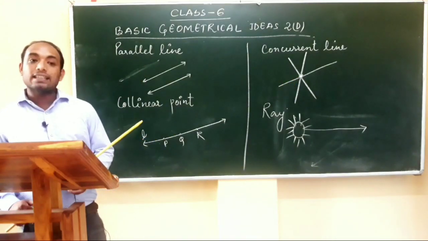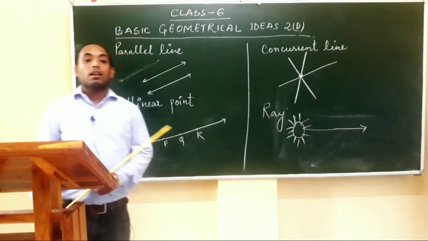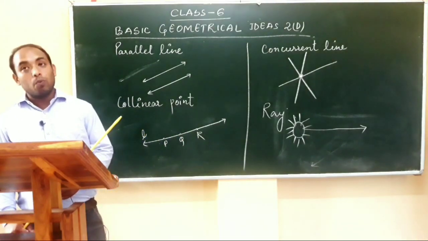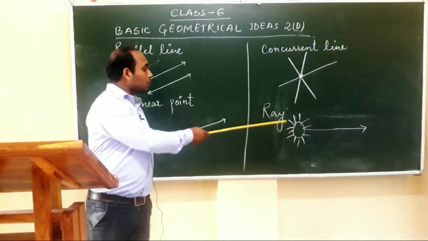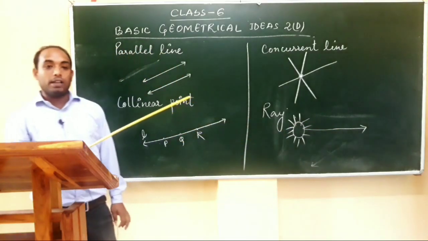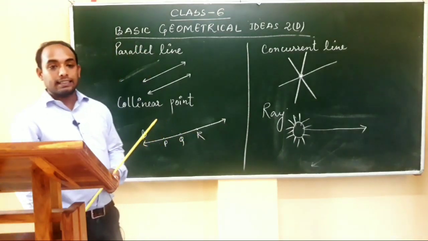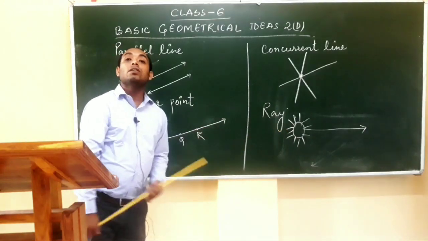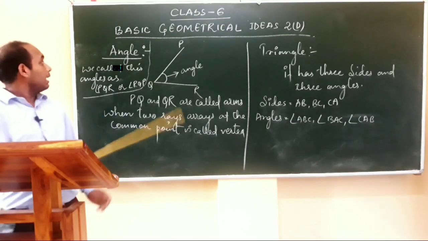Our next topic is ray. What is ray? The part of the line that extends indefinitely in one direction from a point is called ray. It has one end point. For example, sun ray and torchlight. It is extended indefinitely in one direction.